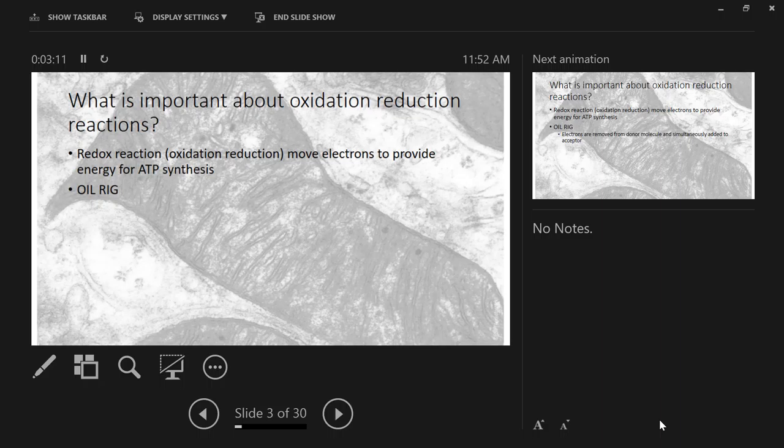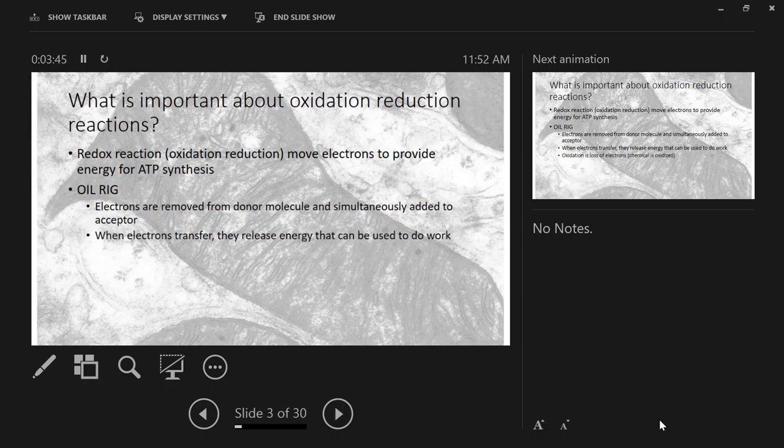Have you seen this acronym before? OIL RIG. Oxidation is loss. Reduction is gain. We've got a donor molecule that gives electrons. It's fun to call it a donor molecule as though it gets to choose, although the things that make great donor molecules are those that really want to get rid of excess electrons anyways. Electrons are removed from a donor molecule and simultaneously added to the acceptor. When these electrons transfer, they release energy, electrical energy that can be converted into kinetic energy and other types of energy.